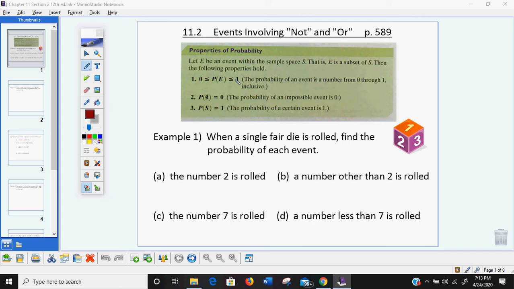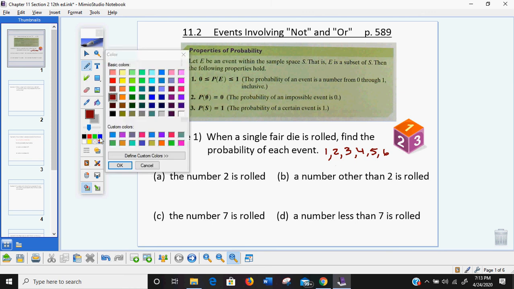So now let's compare these rules with the dice. When you roll a dice, your options are you can get a 1, a 2, a 3, a 4, a 5, or a 6. We're talking about a single fair dice. So that's all of our options. We have 6 of them. So now let's look at part A.